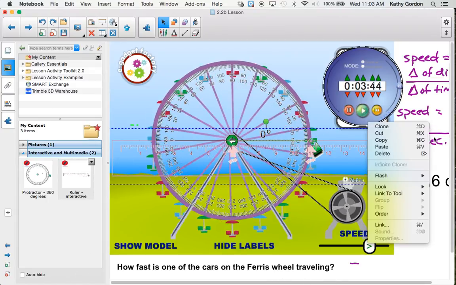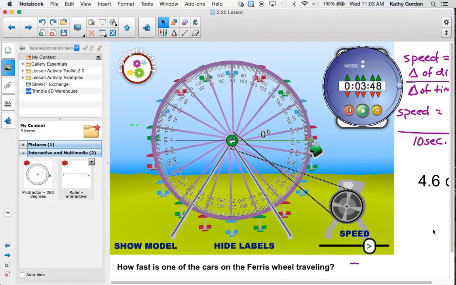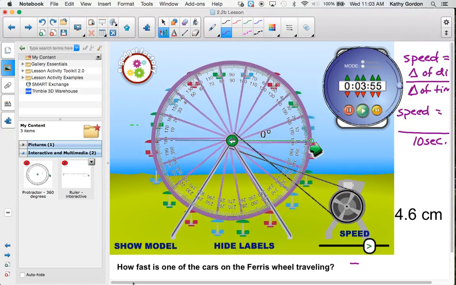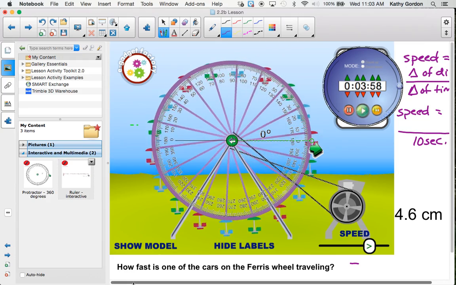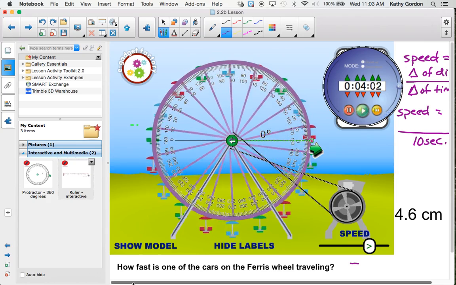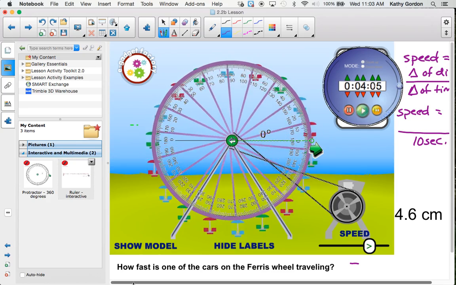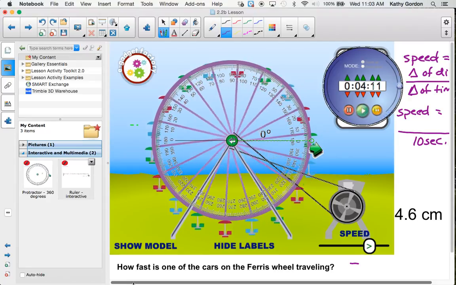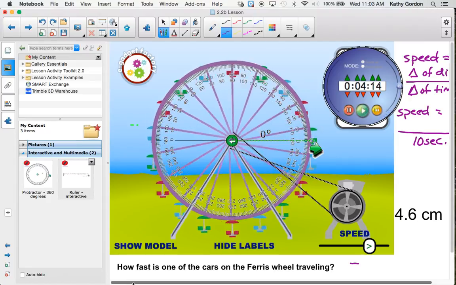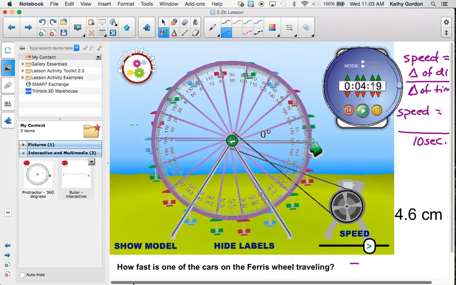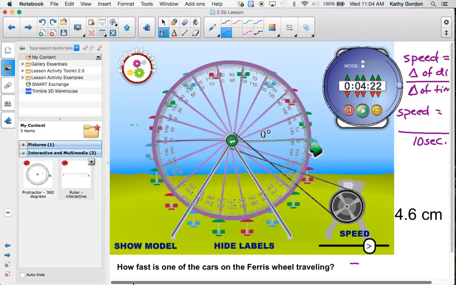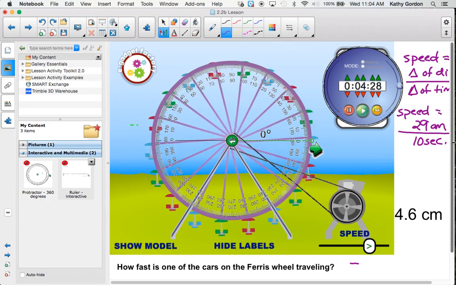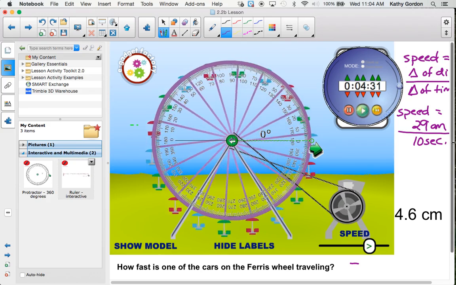All right, so if we get this out of the way again. So if my radius is 4.6 centimeters, then what's the circumference? How much? 9.2 pi. Let's go ahead and multiply out the pi. 28.9? Okay. So 28.9, or let's say 29 centimeters.